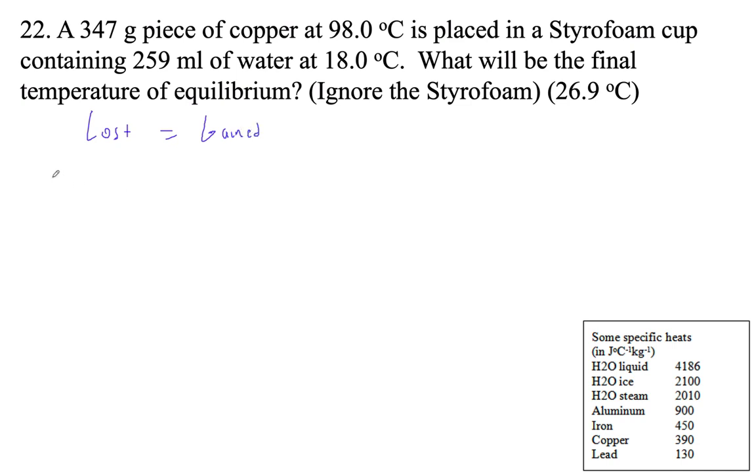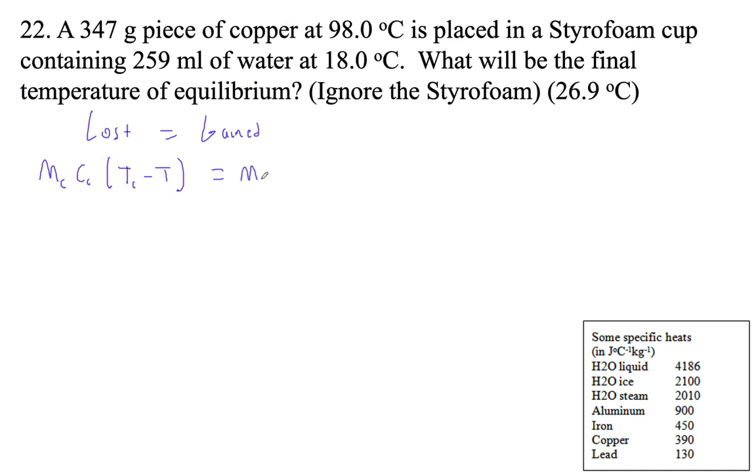And the lost is going to be the mass of the copper, C of the copper, and then it's going to be T of the copper minus T that we're trying to find, right? Because it's at 98, and the temperature will end up being less than 98, right? And then that's going to equal, it's just the water. So we're ignoring the styrofoam cup, right?